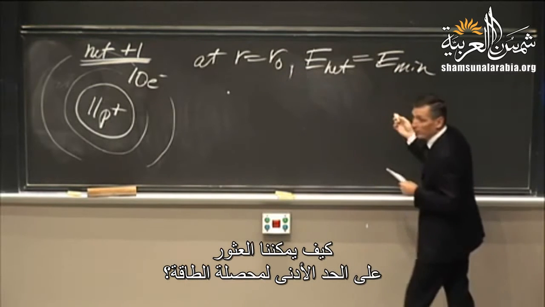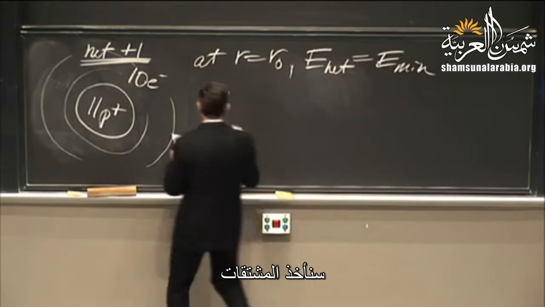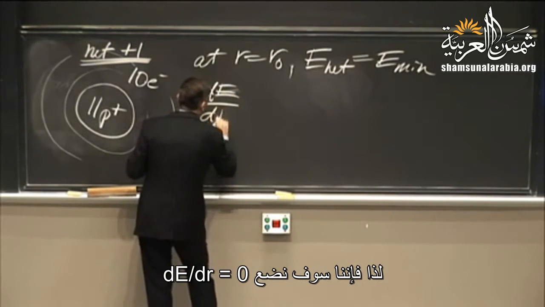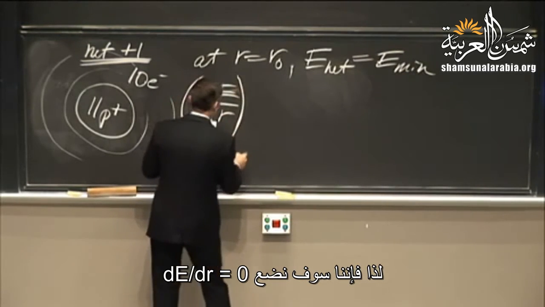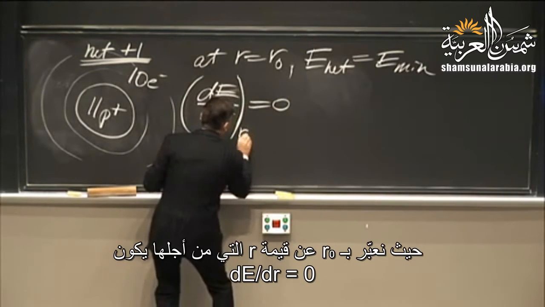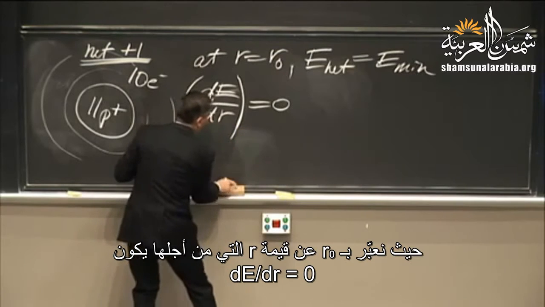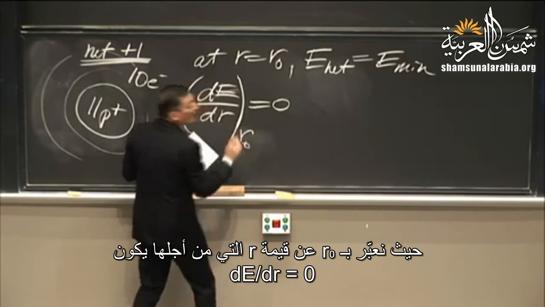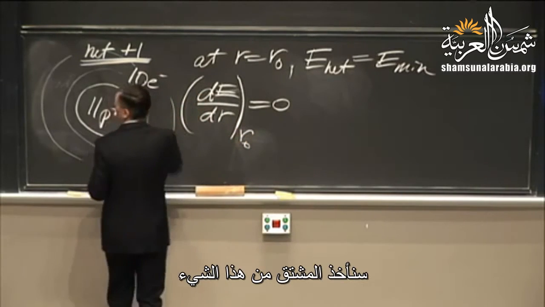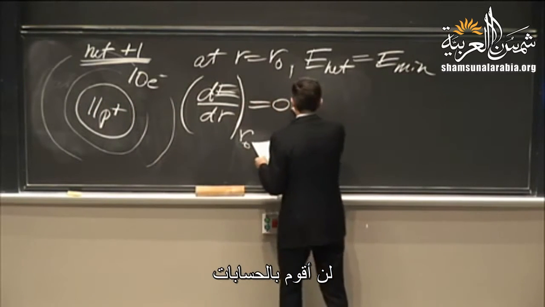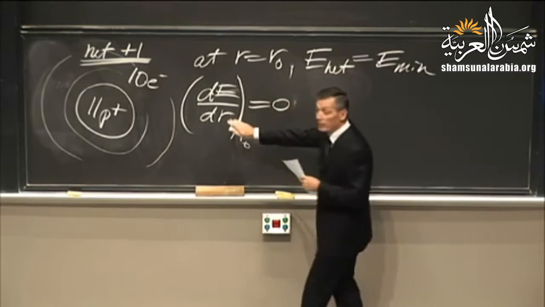So how do you find a minimum in a function? You take the derivative. We're going to put some math to work here. So we'll take dE by dr and set it equal to 0. And the value of r at which it equals 0 is termed r naught. Okay? So we just go through and take the derivative of that thing. And I'm not going to go through all the math, but just show you the setup here.